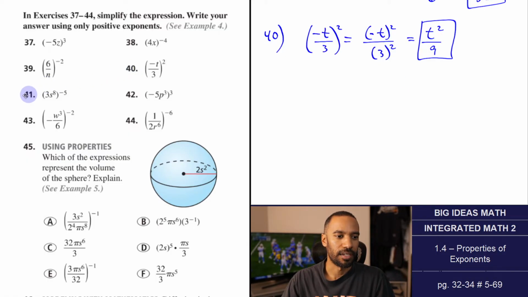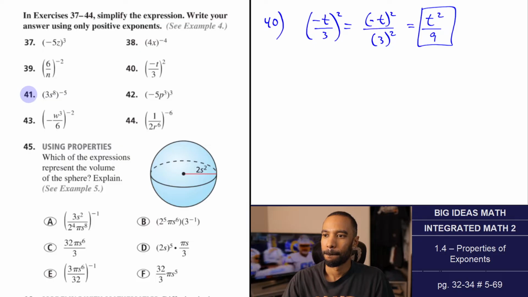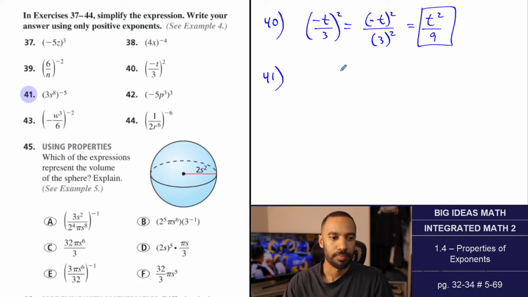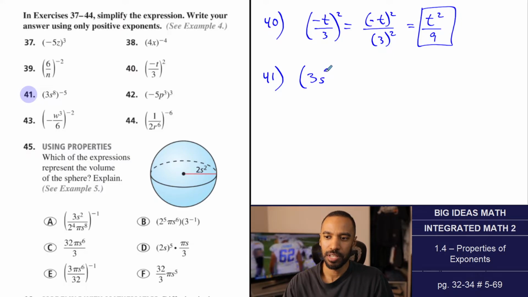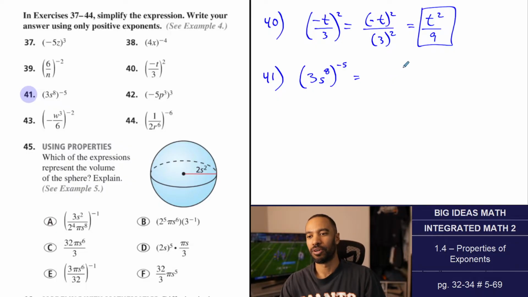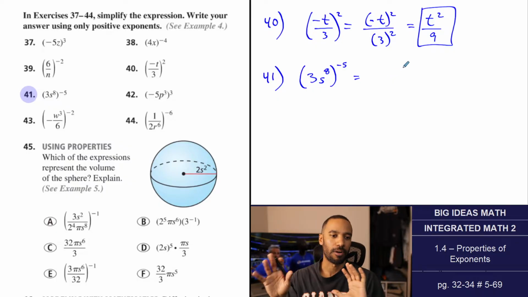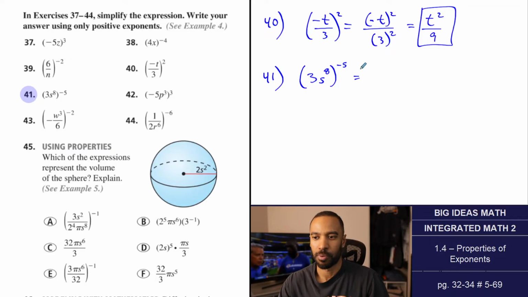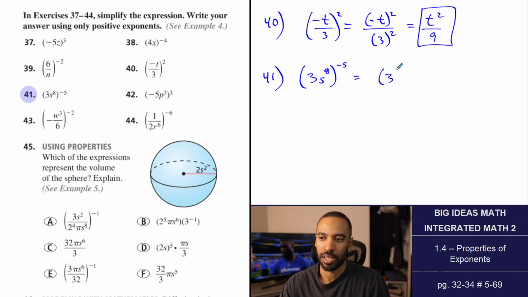Number 41. 3s to the 8th. I wish they didn't use s's in the same problem where they used 5s. To the negative 5th. You see the problem? The 3, this time I will, from here on out, I'll try and keep negative exponents whenever it's a non-fraction problem until I don't need to.